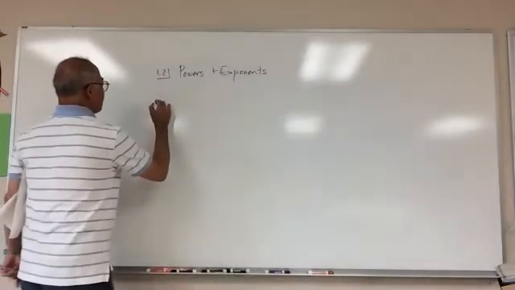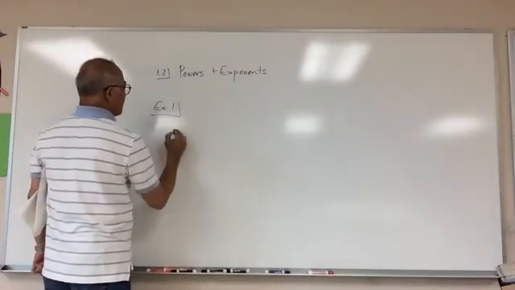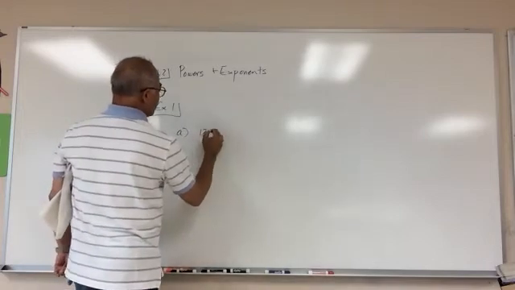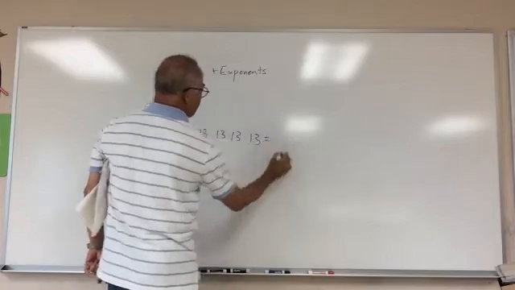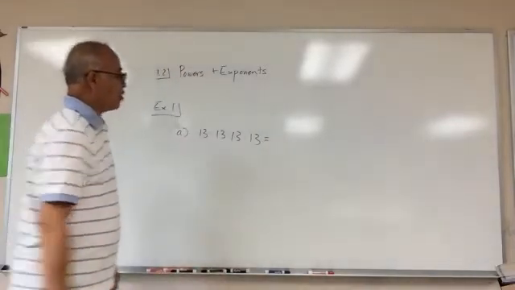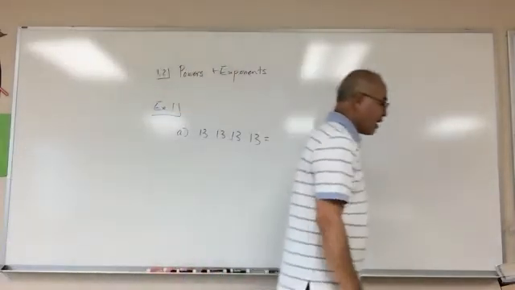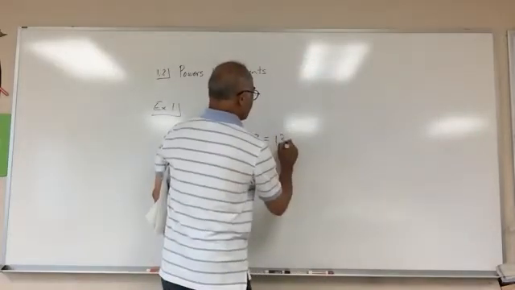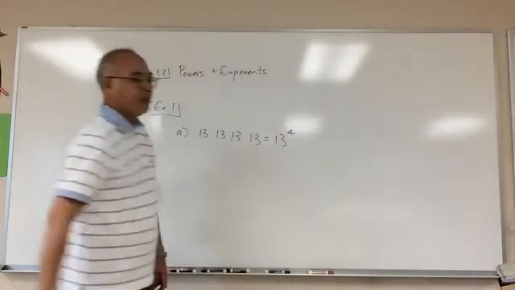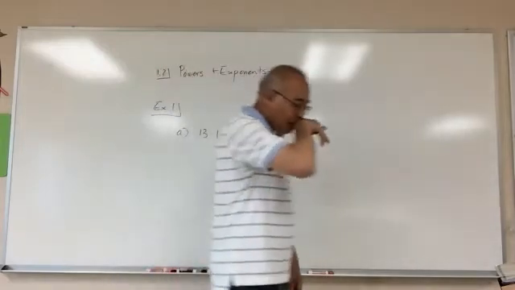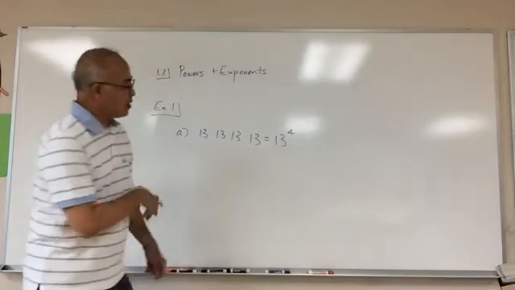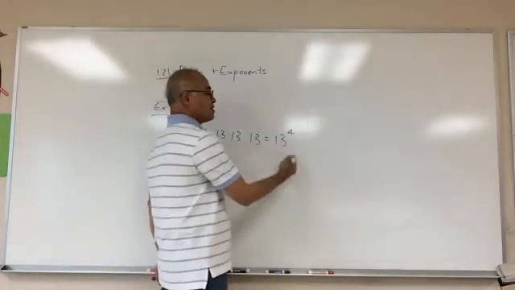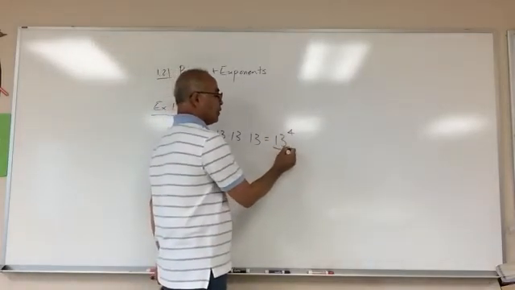Example 1A. We have 13 times 13 times 13 times 13, and this can be written as 13 to the 4th. Phelan, can you tell me what is the base of this number?